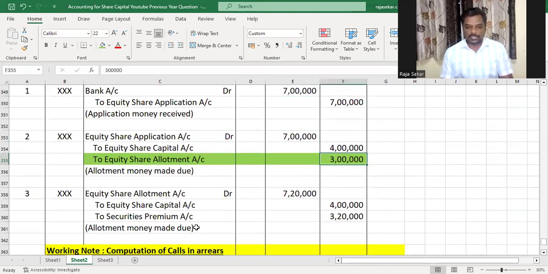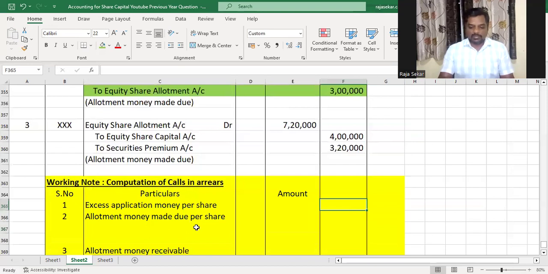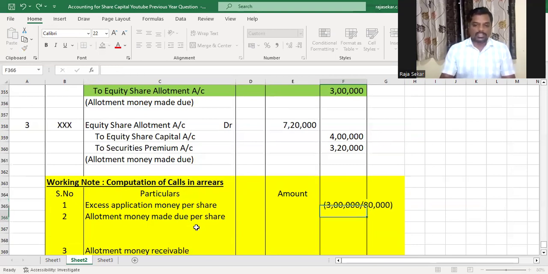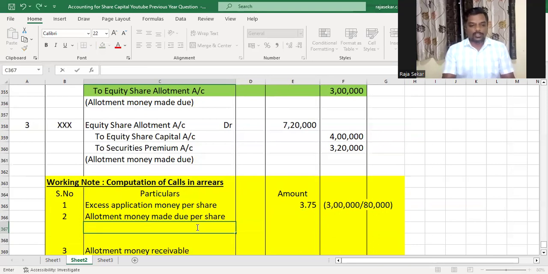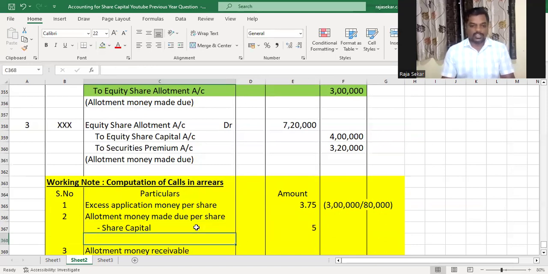The total excess application money available in this question is 3 lakh, my dear children. This 3 lakh is available for how many shares? For 80,000 shares that we allotted. Am I right or not? The total excess application money available is 3 lakh divided by 80,000, which is 3.75. The allotment money due per share is as share capital rupees 5 per share, and as securities premium rupees 4 per share.